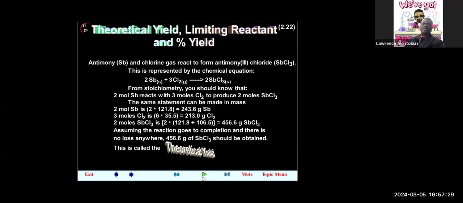Now, the theoretical yield is more or less what we call paper chemistry. That is what you do in the calculation. You work it out on your paper. Okay, this is what I'm supposed to get. So when you get to the lab, when you do the experiments, whatever you get at that point is what we call the actual yield.